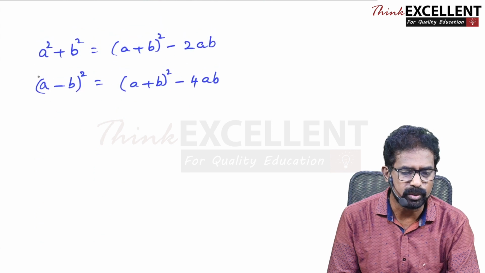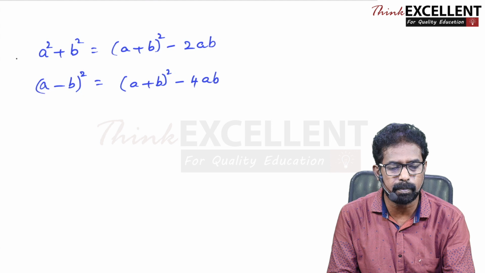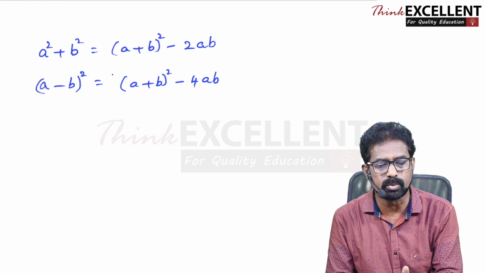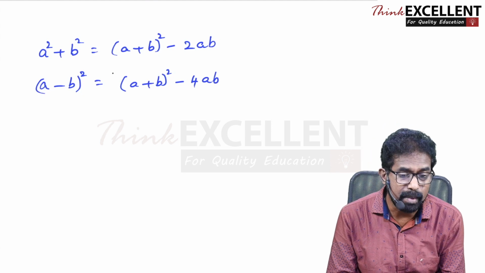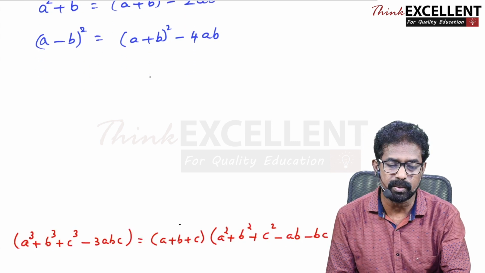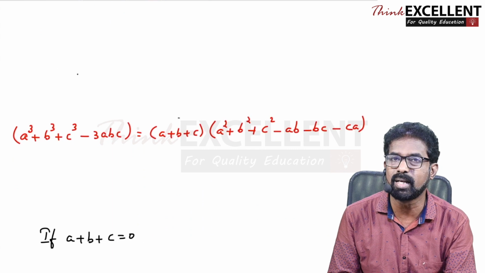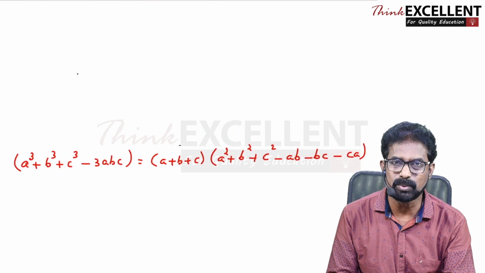And these are another two identities. You use them rarely in some cases. a² + b² is (a + b)² − 2ab. (a − b)² is (a + b)² − 4ab. Okay, so remember. And this is another identity, a little lengthy one. Even in 12th standard we use this identity.